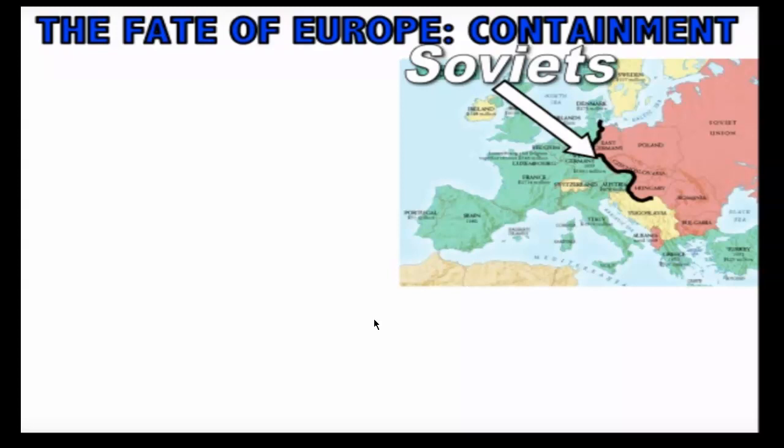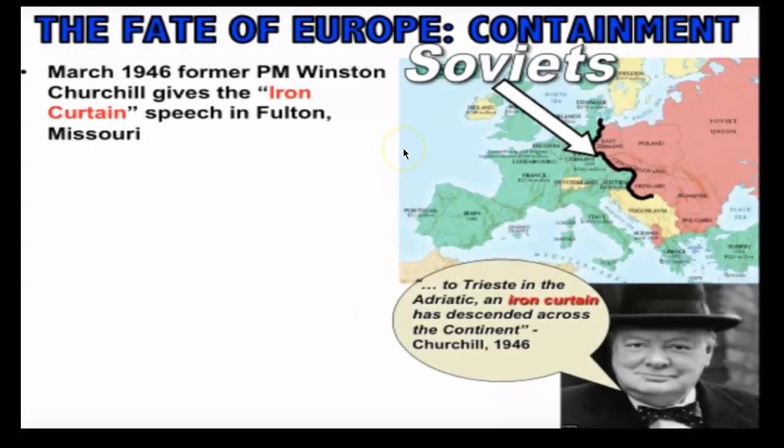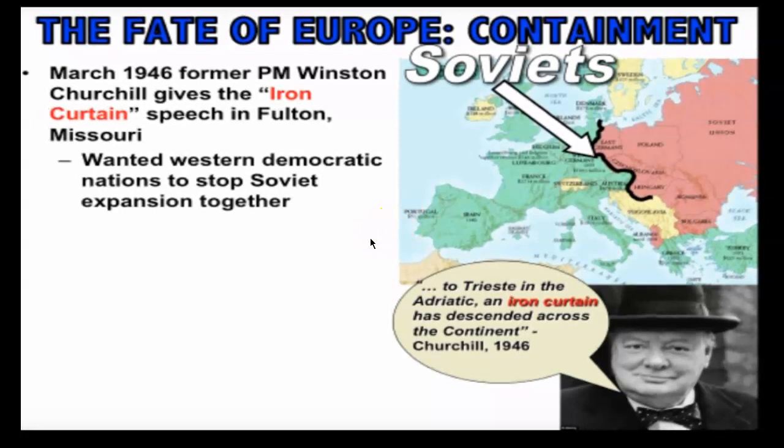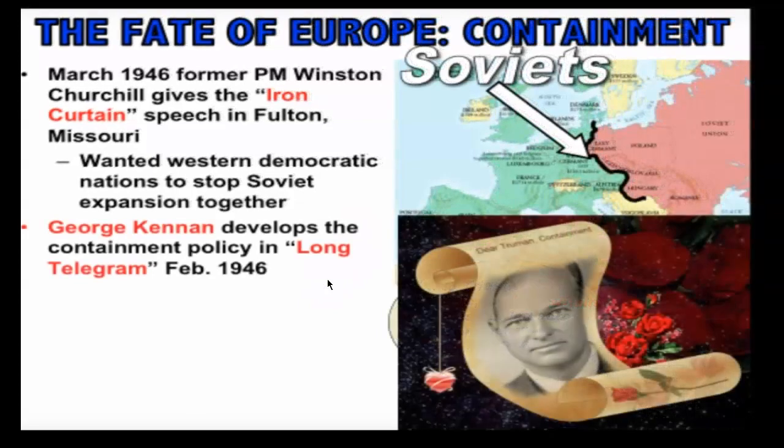So the fate of Europe really was at stake here, right? And our response to that was the containment policy. Here you see, we talked about this in class, Winston Churchill visiting Missouri. He was President Truman's guest in 1946, where he gave his famous Iron Curtain speech, where he said that an Iron Curtain, and you can see the Iron Curtain, this imaginary line, had fallen over the face of Europe, had descended across the continent. Truman wanted Western democratic countries to stop Soviet expansion altogether. He called for it in his speech.